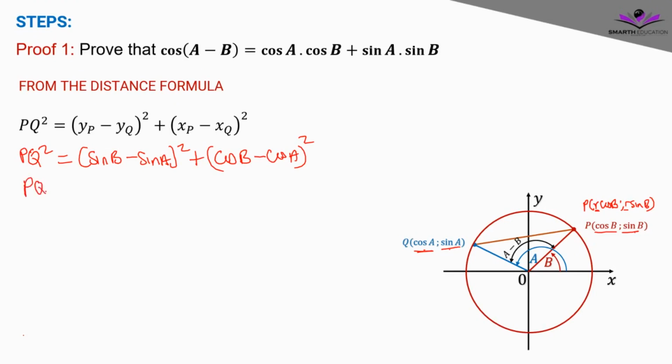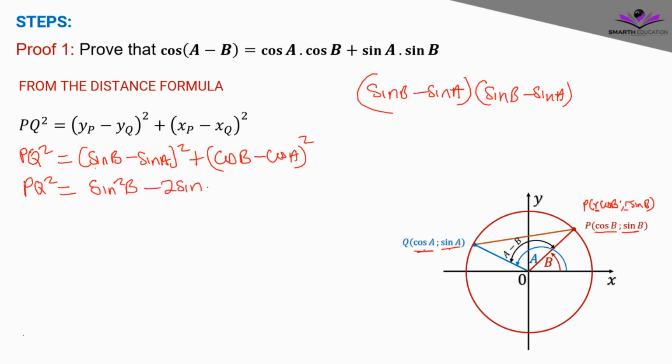So PQ squared is equal to, you can do the long way. This means sin B minus sin A, right, times sin B minus sin A. That's the first one. So if you expand it using FOIL, you must get sin squared B minus 2 sin B sin A, or sin A sin B, then plus sin squared A, right?